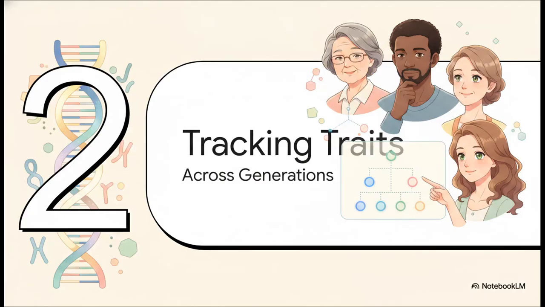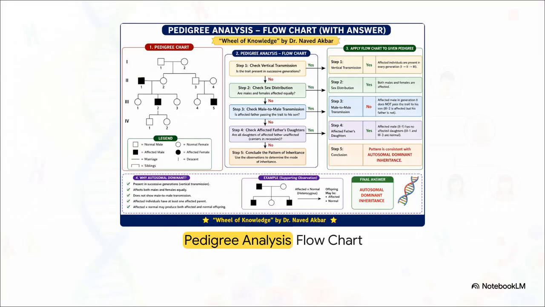Moving right along to Section 2. Tracking traits across generations. Now, what's really interesting about this is how it transforms a standard family tree into, well, a generational mystery map. This is a pedigree chart. Specifically, we're utilizing a flowchart method here to crack the code of inheritance.